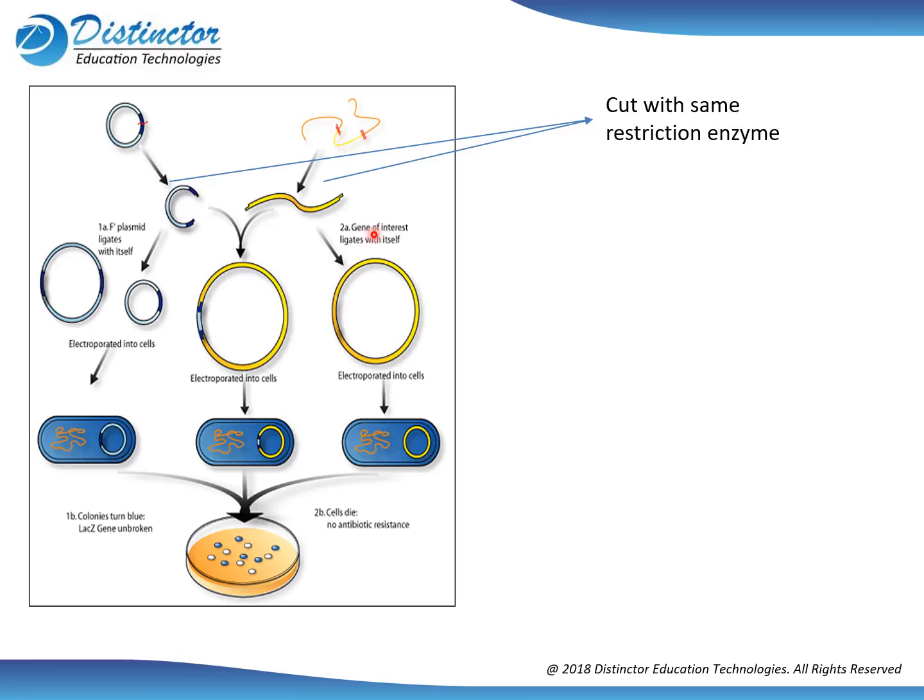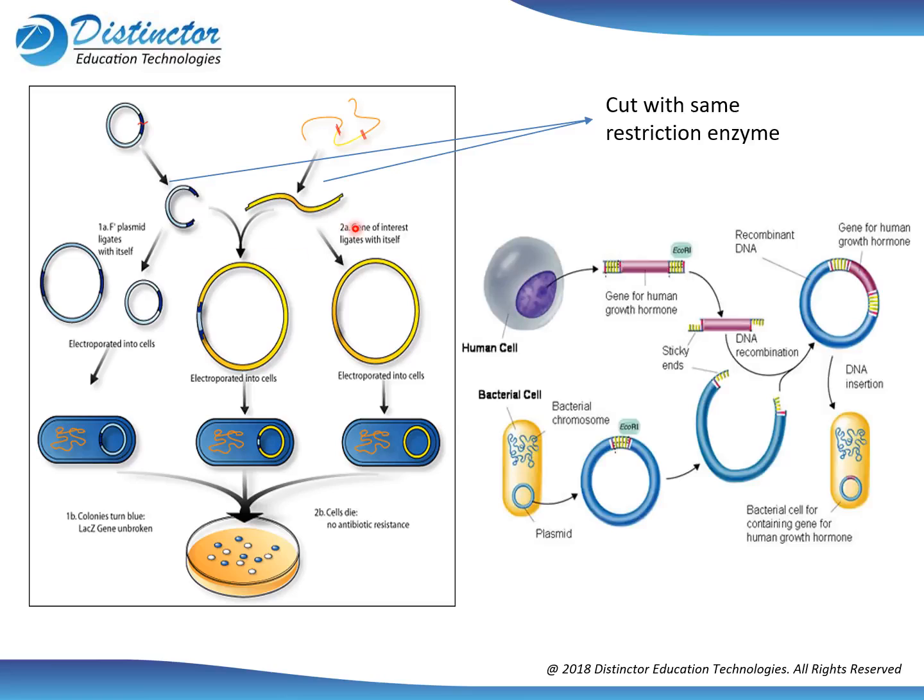When we are using the restriction enzyme EcoR1 here, we need to use EcoR1 here also. Then only can the two pieces be easily sealed. If it is BamH1 here and EcoR1 there, we cannot seal them easily. That is why we need to use the same type of restriction enzyme for both the vector and the foreign DNA.